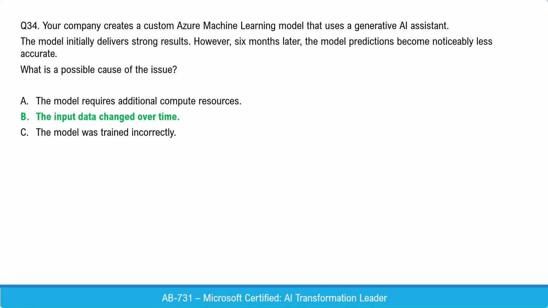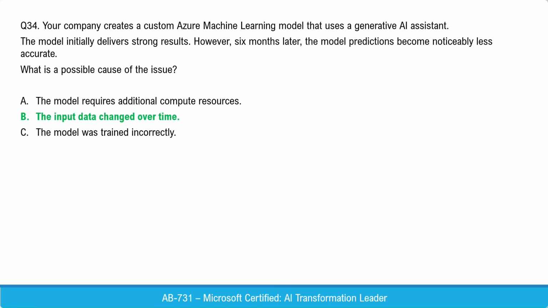Let's understand why. See, in this case, the model was performing well initially, but after 6 months, its accuracy dropped. This is a very common real world problem in machine learning. Option B explains this perfectly. The input data has changed over time. This is known as data drift or concept drift. The model was trained on historical data, but as real world patterns evolve, the new data no longer matches what the model has learned. As a result, the predictions become less accurate.